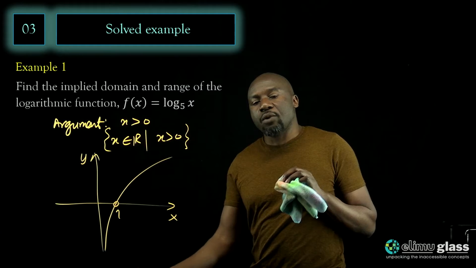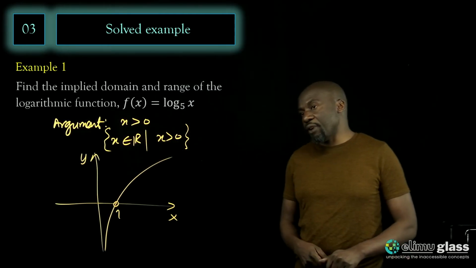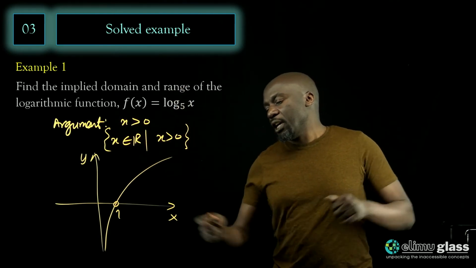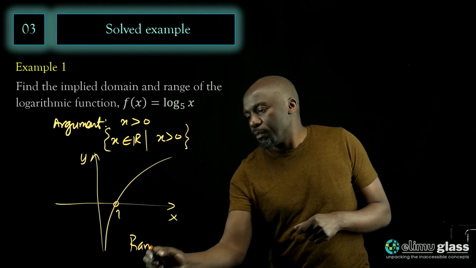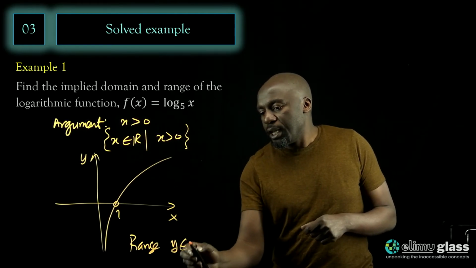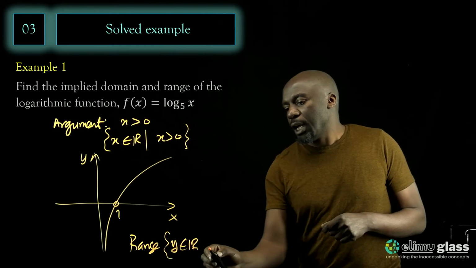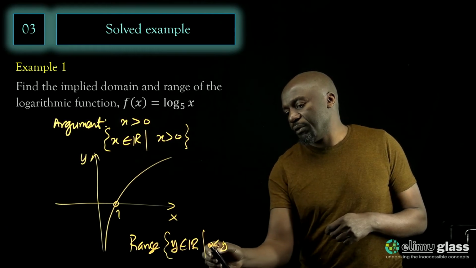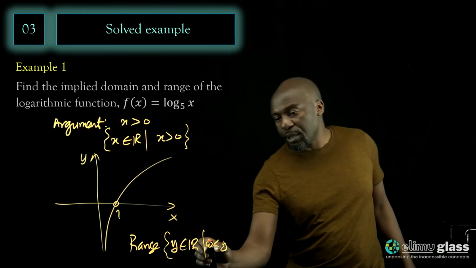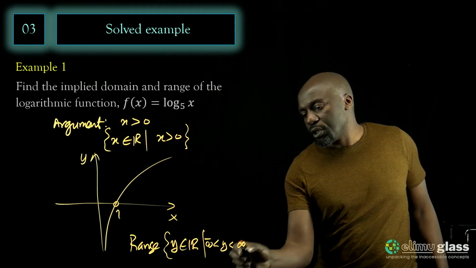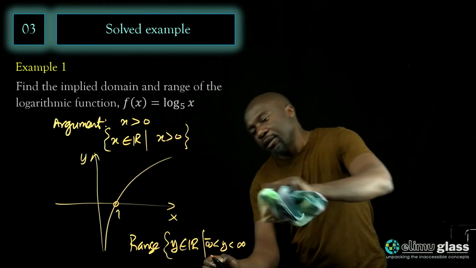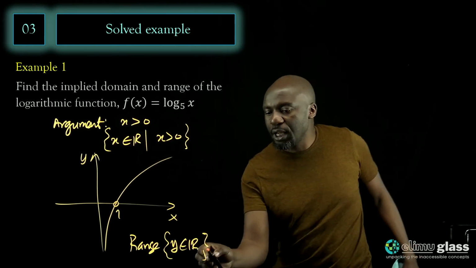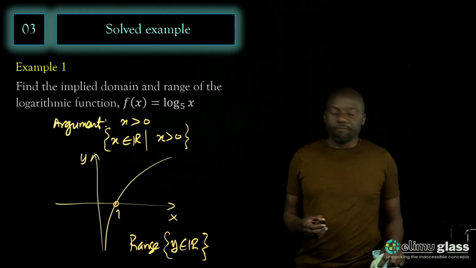So that's example 1. We found the domain. Let's think about the range. If you look at this, the range must be anything from negative infinity to positive infinity. So we can say that the range is y is real, such that y lies between negative infinity and positive infinity. That doesn't look nice, but better still, just saying y is real is enough. Negative infinity to positive infinity, y is real is sufficient.